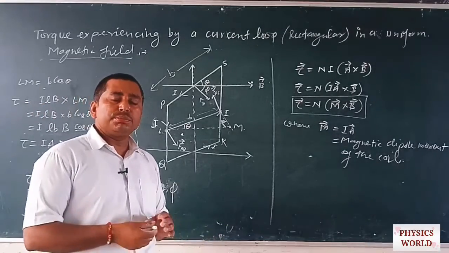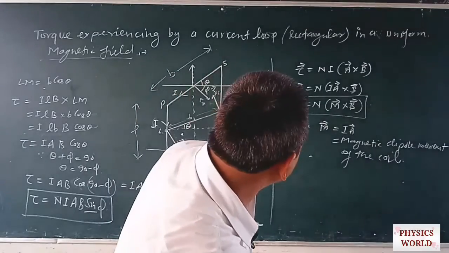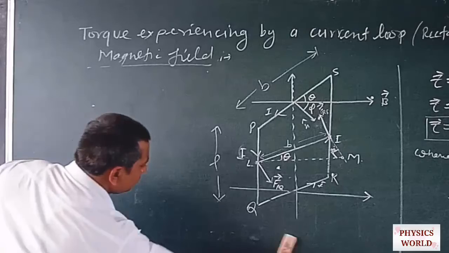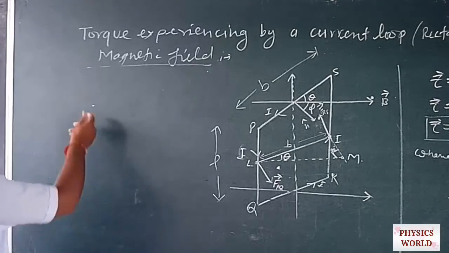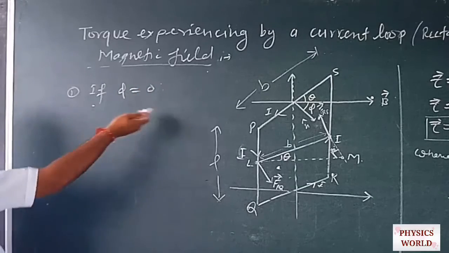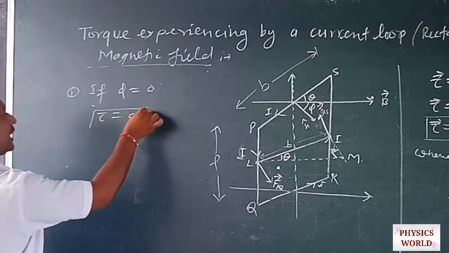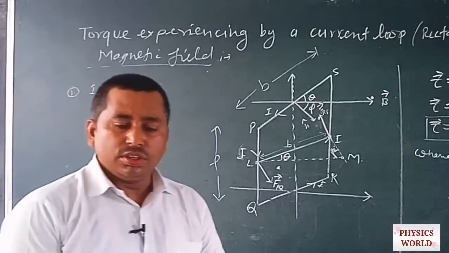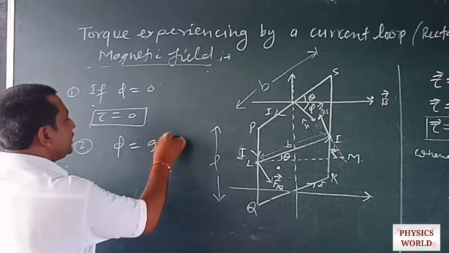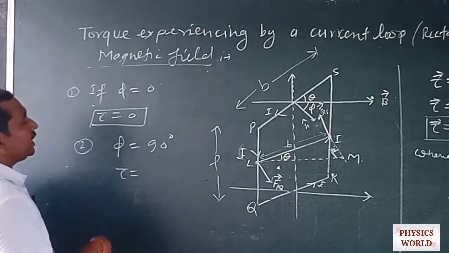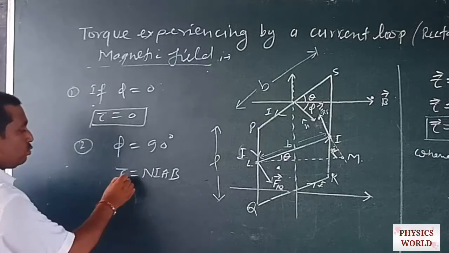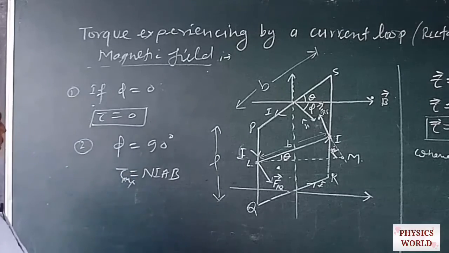Now let us talk about some special cases of torque experienced by the coil. Suppose phi is equal to 0, then sine of phi becomes 0, so the magnitude of the torque experienced by the coil becomes 0. And if phi is equal to 90, then what will be the torque experienced by the coil? That will be equal to NIAB, that is the maximum, tau max.